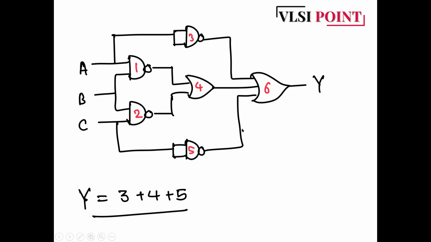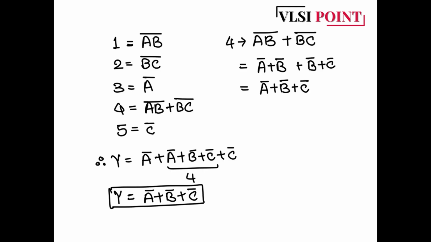Y, the output of the OR gate, is nothing but whatever the outputs of 3, 4 and 5 are, we will just add them. Y equals 3 plus 4 plus 5. So once we get what 3, 4 and 5 are, we can directly add them and that will be our final answer. So we'll start one by one. This is the output of the gates we have. You can see 1 is nothing but this gate.